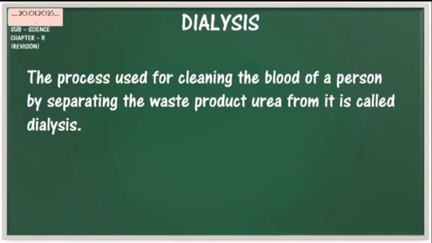The process used for cleaning the blood of a person by separating the waste product urea from it is called dialysis. This machine removes urea and other waste products periodically.